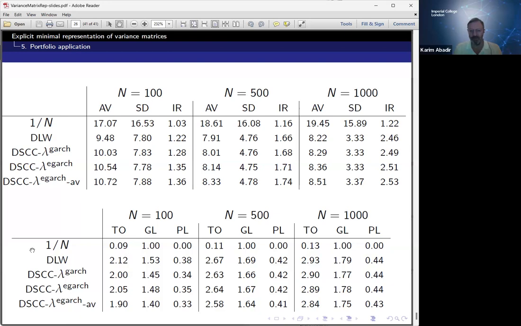Turnover is low for the equal weight portfolio. It's higher for the other ones, but it's reasonable. It's not too bad in the case of the DCC. And these are the shorting percentages in the last column. So there's no shorting in the equal weight. Gross leverage is the middle column. And you can see that it's more or less comparable, except that we don't short as often as the DCC model.